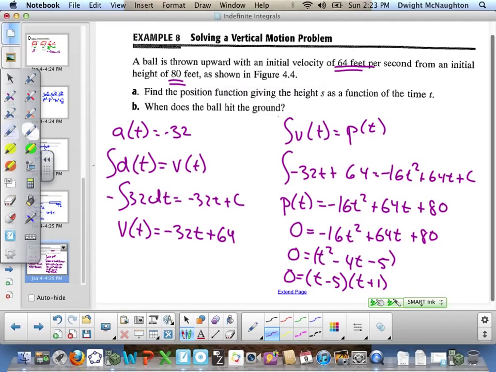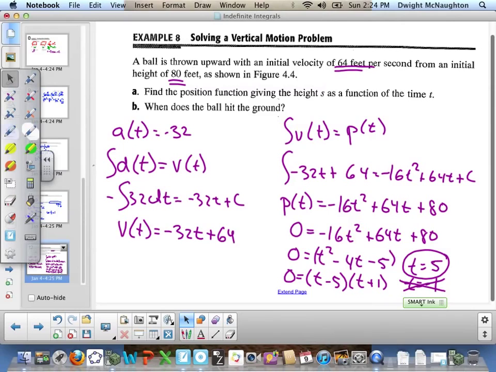And so the ball hits the ground when t equals 5 or t equals negative 1. However, the ball cannot hit the ground before you throw it. So I'm going to get rid of negative 1. The ball hits the ground after 5 seconds.